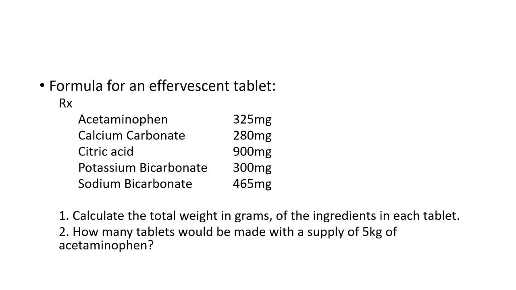Okay. So number one, we have to total the weight, then convert it into grams. Very straightforward. 325 plus 280 plus 900 plus 300 plus 465. We have 2270 milligrams, divided by 1000 milligrams is equal to 1 gram.